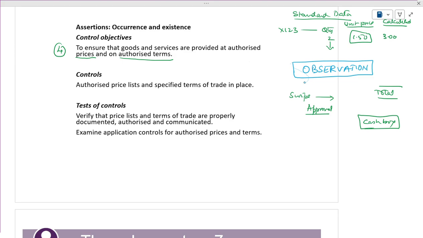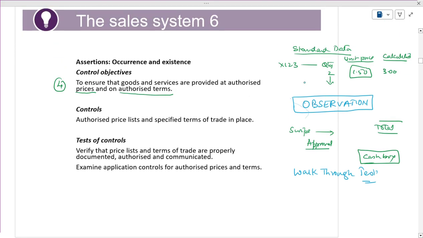What you are doing in another way is a walk-through test. You are following the transactions. This is where I will link to the concepts wherever it is possible. Okay. Now what happens?